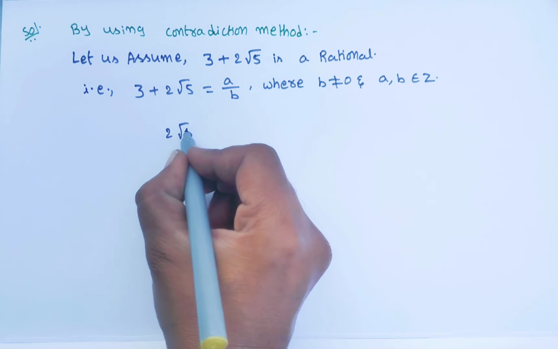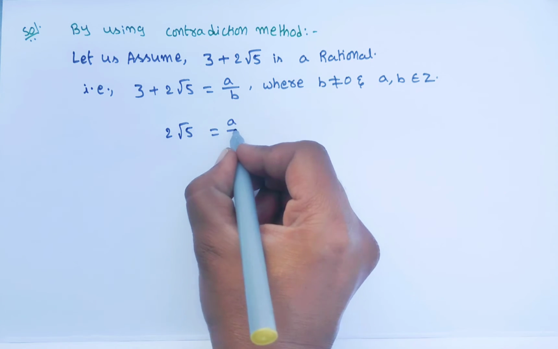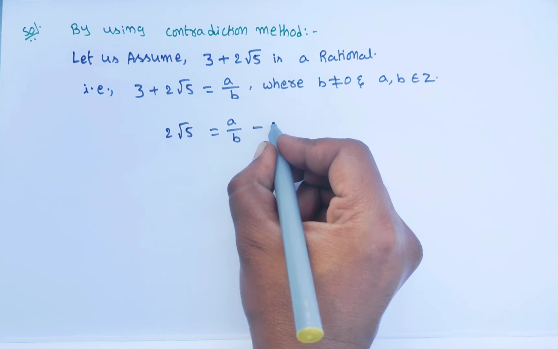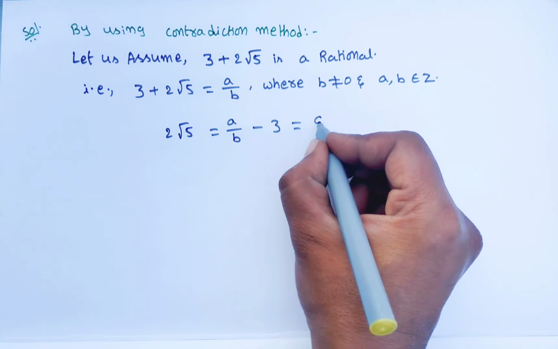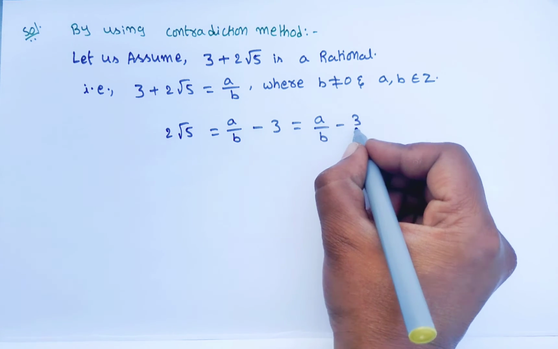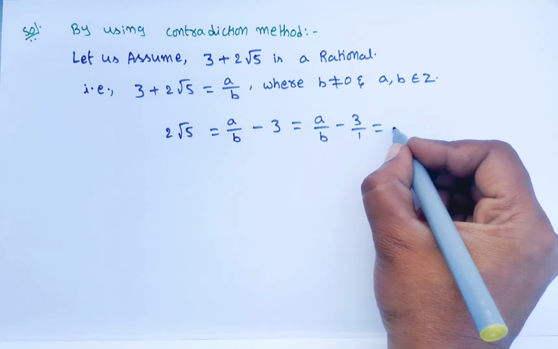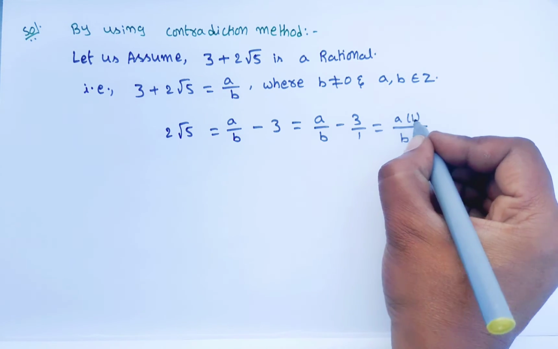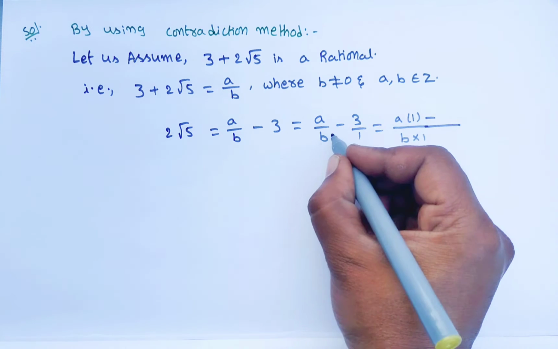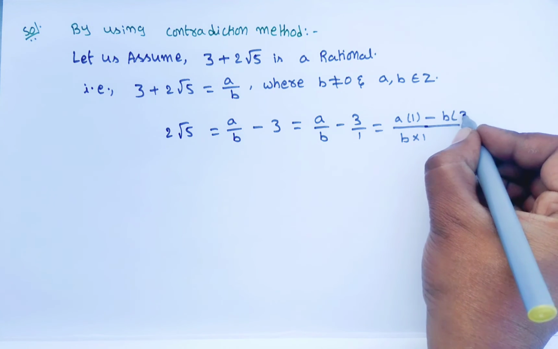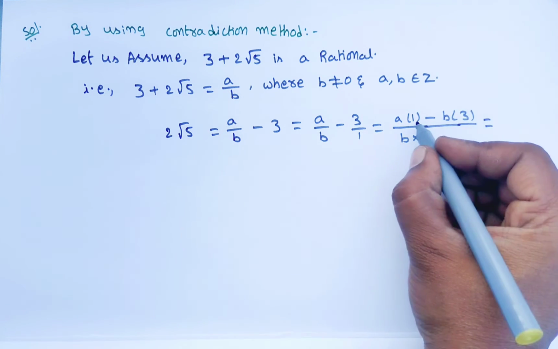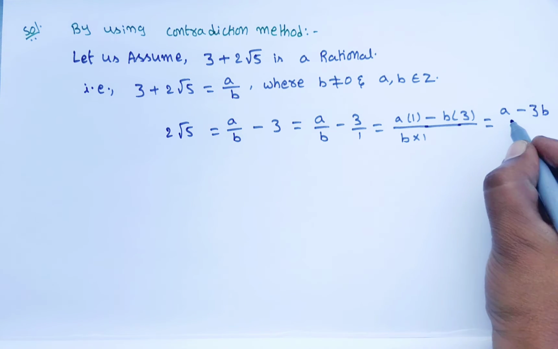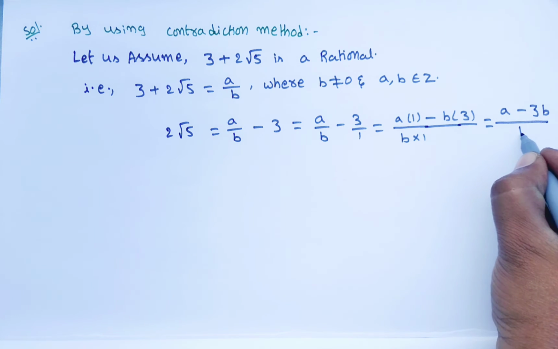So 2 root 5 equals a by b; transposing 3 to the RHS, we get minus 3. So that equals a by b minus 3, which can be written as 3 by 1. We take the LCM b into 1 and do cross multiplication: a into 1, keep minus as usual, and b into 3. That equals a into 1 makes a, keep minus as usual, b into 3 as 3b, by b into 1 as b.